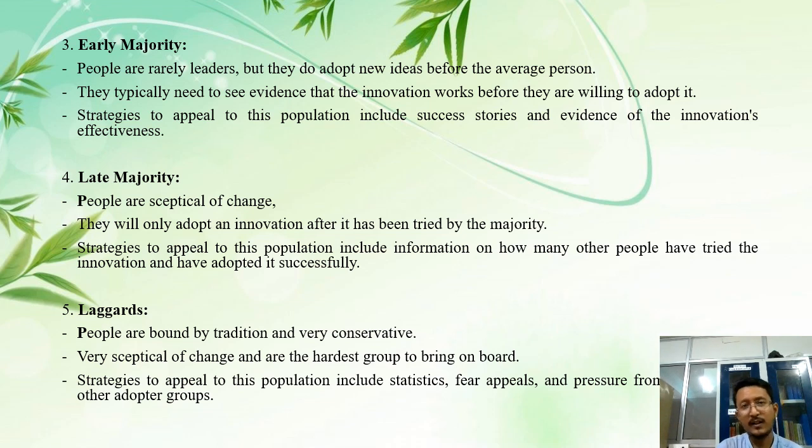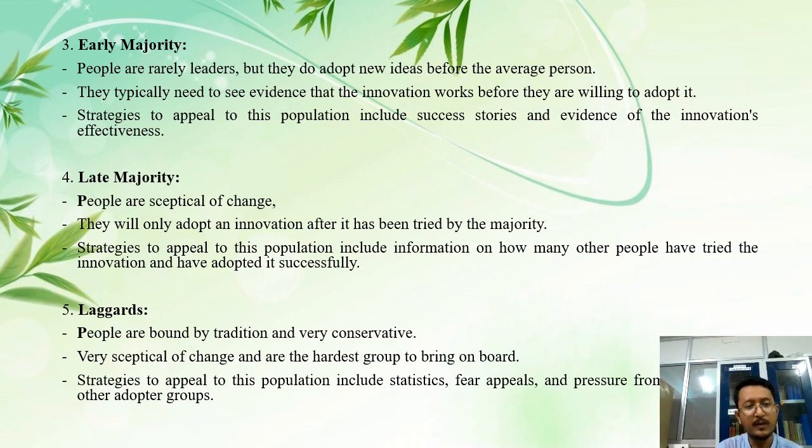The strategies for social marketers to appeal to this particular population may include narrating the success stories and evidence of innovators' effectiveness, how well the product or the idea can be effective or is useful. So, narrating such stories, sharing such information can be very helpful in influencing this type of people.